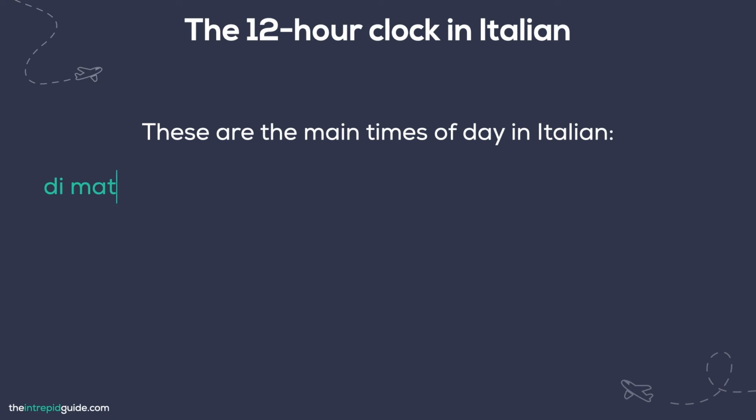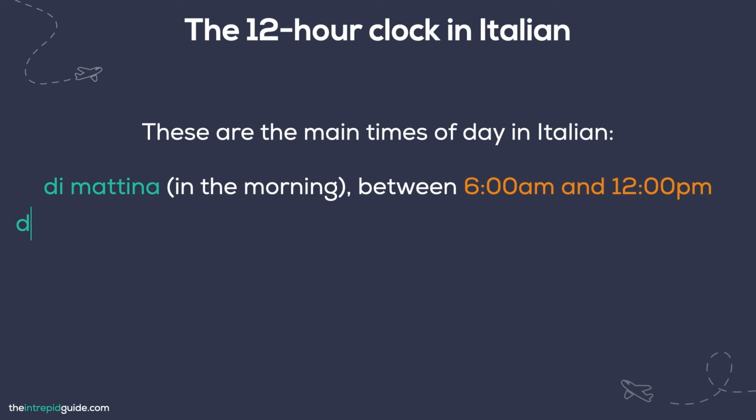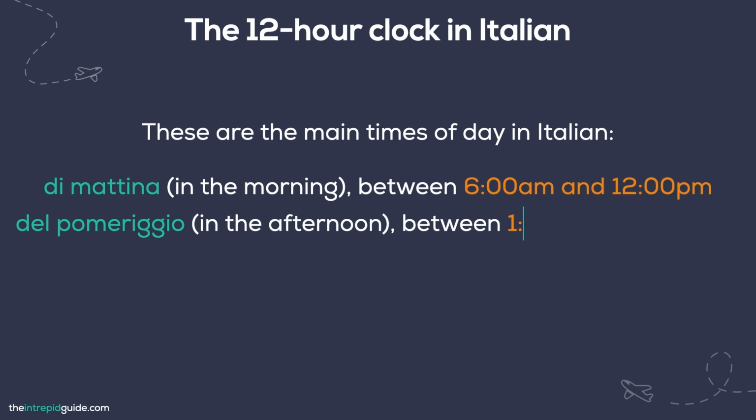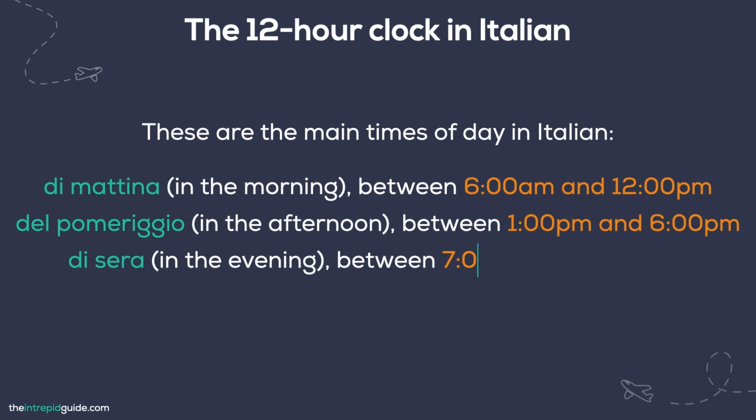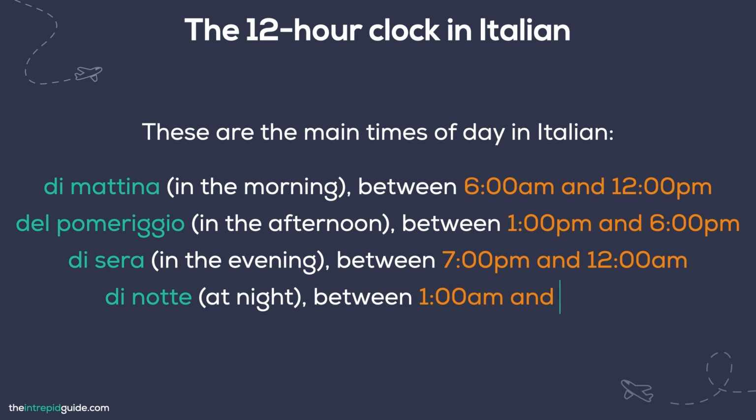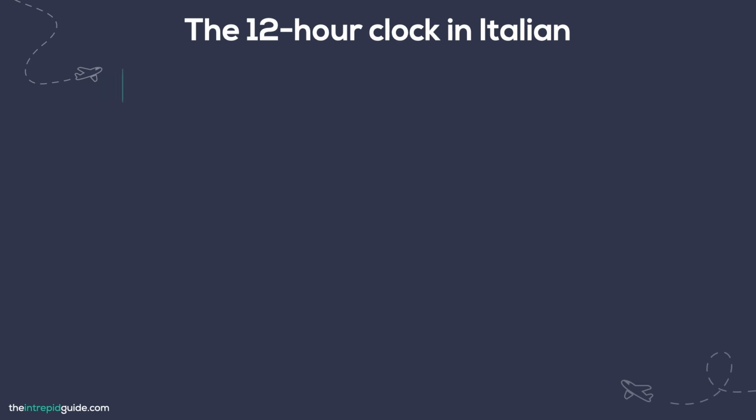Here are the main times of day in Italian. Di mattina. In the morning. This is between 6 a.m. and 12 p.m. Del pomeriggio. Between 1 p.m. and 6 p.m. Di sera. In the evening. Between 7 p.m. and 12 a.m. Di notte. At night. Between 1 a.m. and 5 a.m.